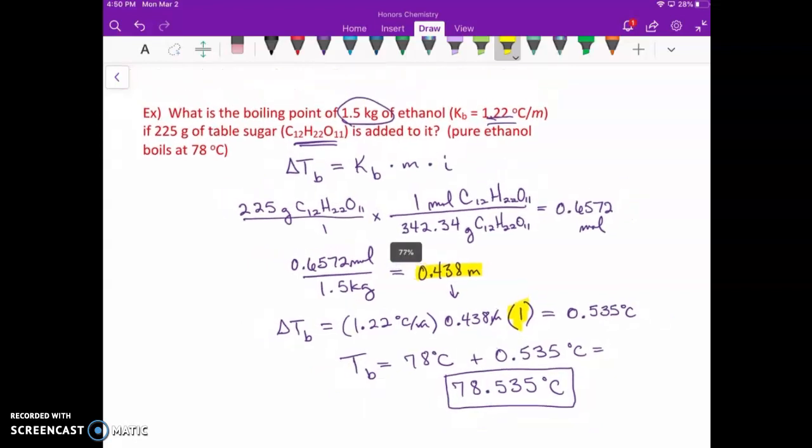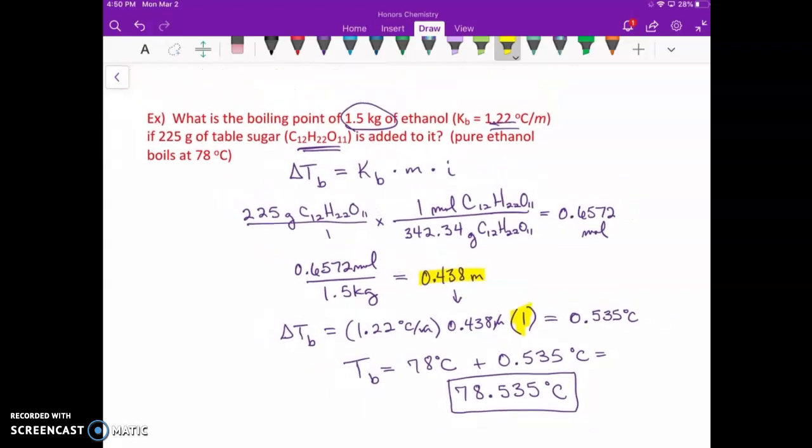So those are a couple of examples of colligative properties. We'll go through a few more in class, so bring your questions so we can answer them.